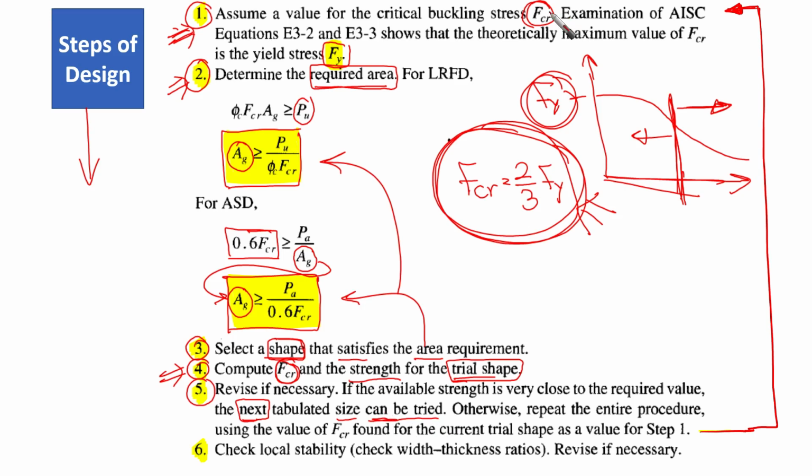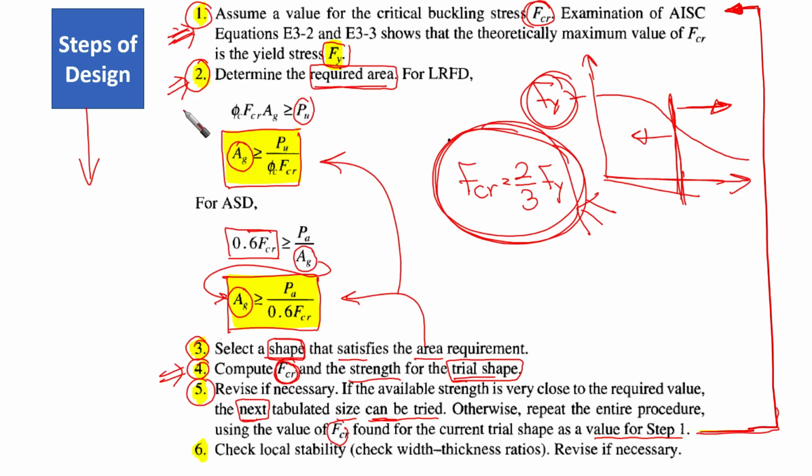Or you can change the assumed FCR, for example. If the computed FCR is very small and you assumed FCR to be very large, then halfway between them might be your new assumption, and you are going to make another trial. Otherwise, repeat the entire procedure, using the value of FCR found for the current trial shape as the value for step 1. So we're going to start with FCR again, go to step number 1 again and repeat what you have done.